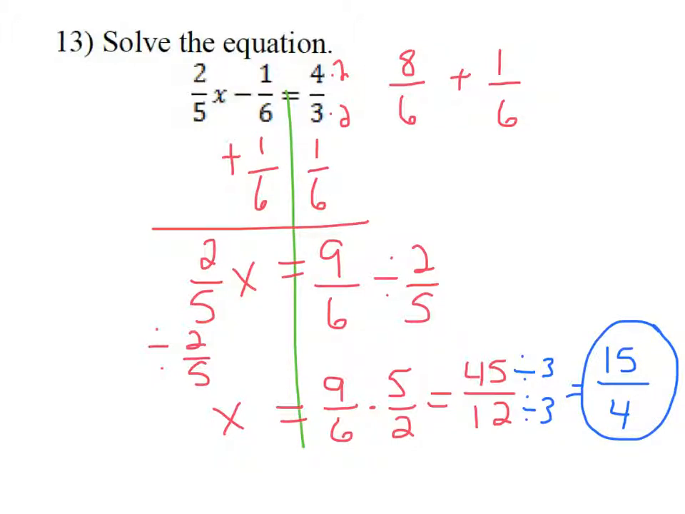It is also acceptable to write this as a mixed number. 4 goes into 15 3 times. 3 times 4 is 12, so there are 3 left over. So 15/4 can also be written as 3 3/4. Either answer would be acceptable.